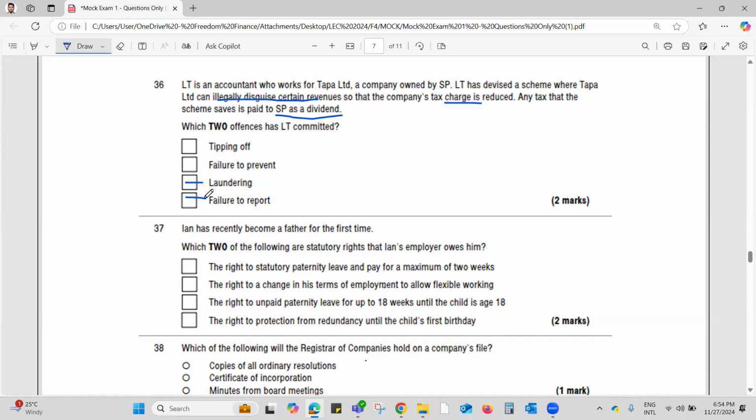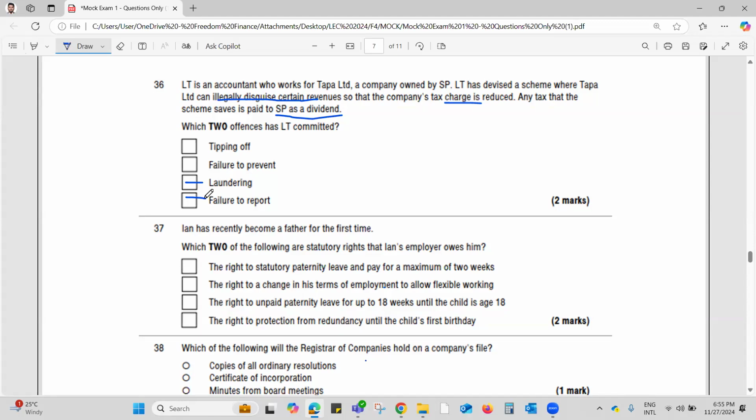So LT is the accountant. He has assisted whom? SP, isn't it? In a money laundering activity. So it is a criminal offense, isn't it? And he is also liable for failing to report. So what is he failing to report? The money laundering activities. You need to report this. If not, you are committing an offense which is termed failure to report.